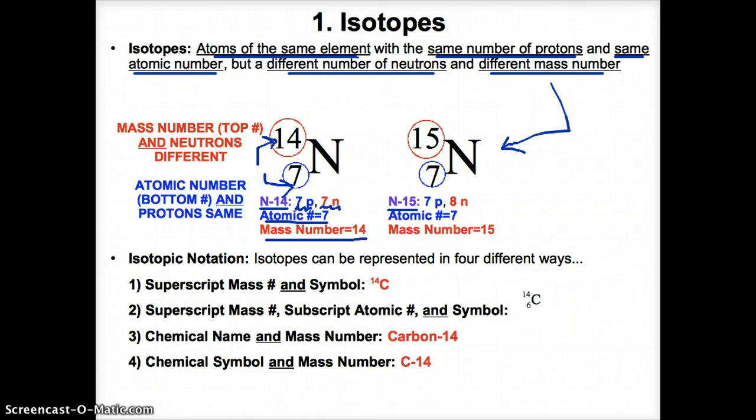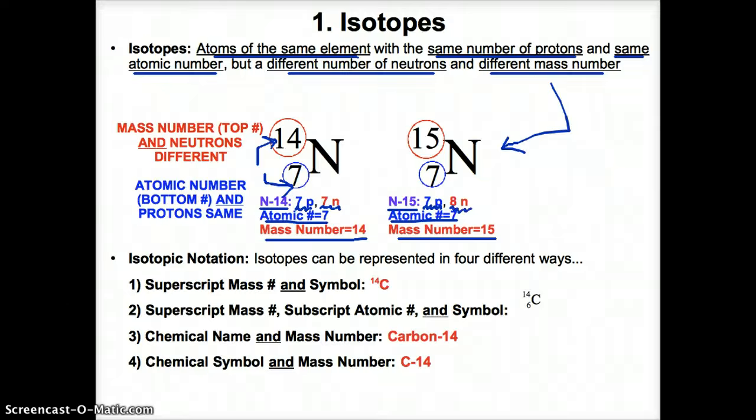Now for N15, this top left number tells us that the mass number of N15 is 15. This bottom left number tells us that the atomic number of N15 is 7. And this atomic number of 7 also tells us the number of protons. Since the atomic number is 7, in N15 there are also 7 protons. And finally, to get the number of neutrons, you just do the mass number 15 minus the atomic number of 7, giving you 8 neutrons in N15.